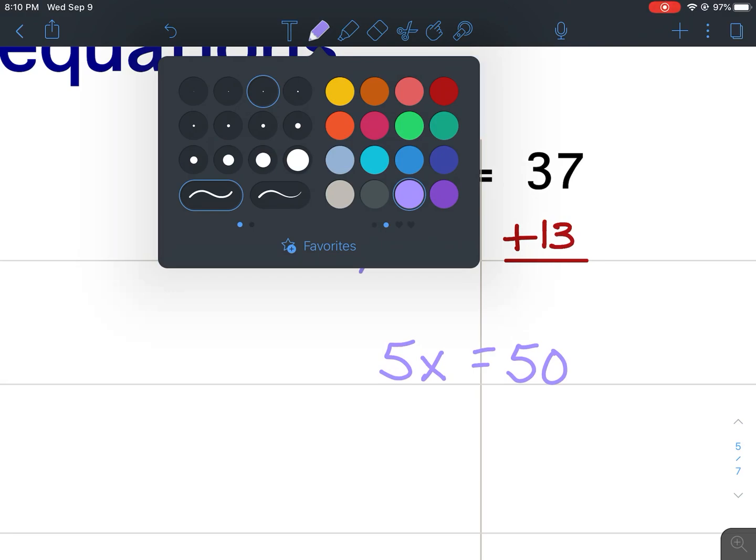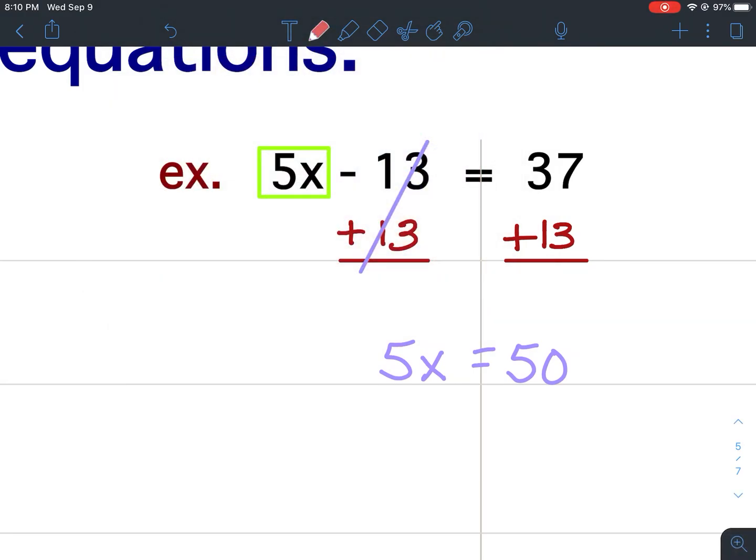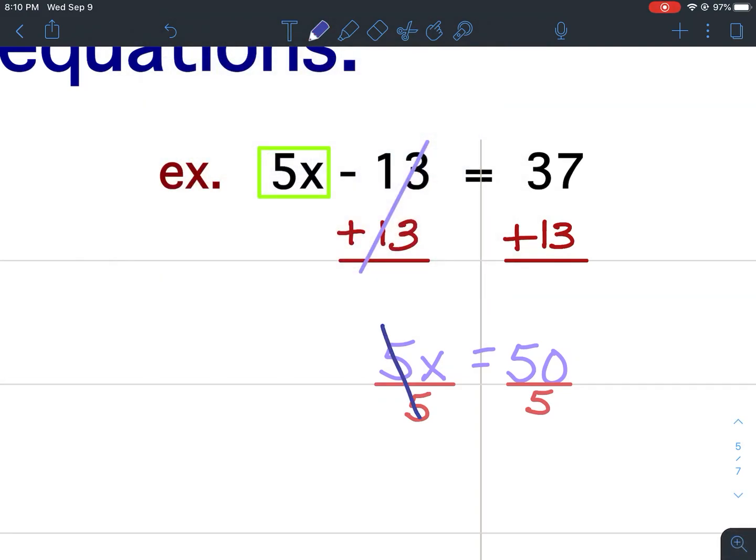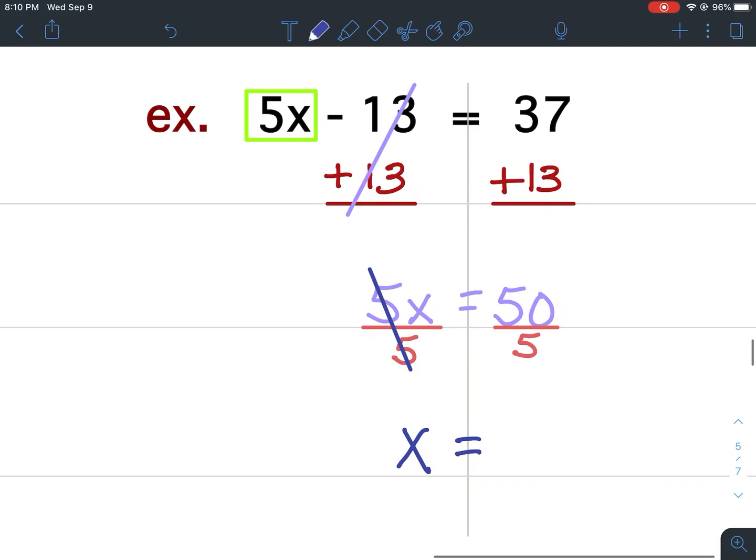All right. Next step. I want to get the variable by itself. That is multiplication. The inverse operation would be to divide. So I'm going to divide both sides of the equation by the number with the variable, which is 5. Divide both sides of the equation by 5. So my 5's will cancel. Bring the variable down. Equal signs lined up. And 50 divided by 5 is 10.